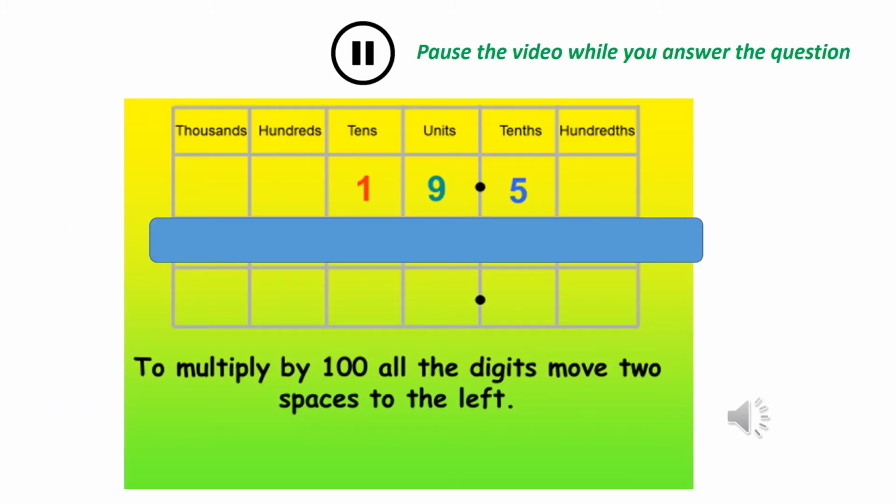Let's move on to multiplying by 100. I'm sure you all know that when we multiply by 100, we move each digit 2 place value columns to the left. To the left because we're multiplying, numbers are getting bigger, and 2 place value columns because it's by 100. Have a go at multiplying this number by 100.